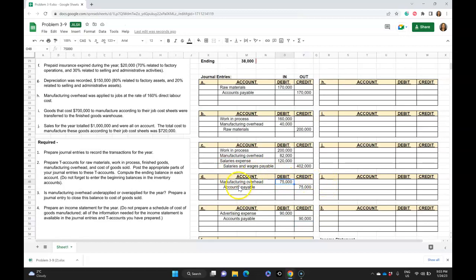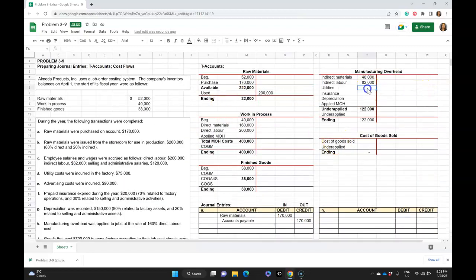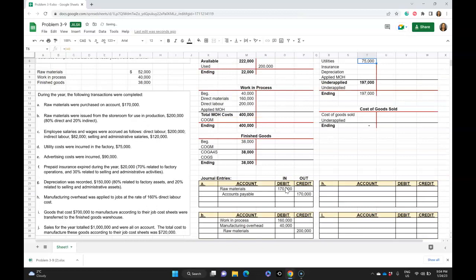And I forgot to post this one, the $75,000. So let's go ahead and put that. I believe that was the utilities. Let's put that into the manufacturing overhead account. So that goes into that account. So just remember, in and out, debit and credit, debit in, credit out.